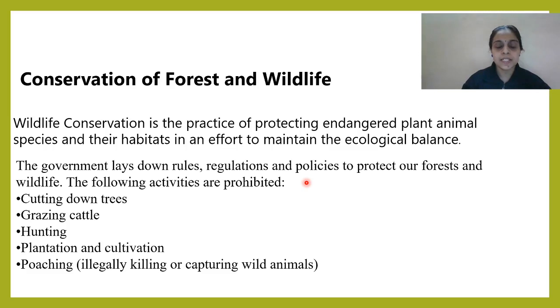Today, in this video, we'll study the conservation of forest and wildlife. Wildlife conservation is the practice of protecting endangered plant and animal species and their habitats in an effort to maintain the ecological balance. The government lays down the rules, regulations, and policies to protect our forest and wildlife.